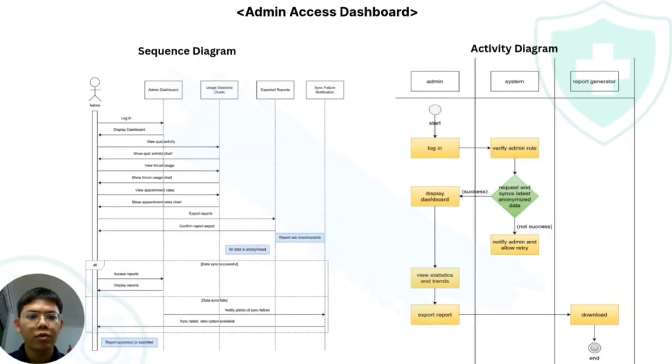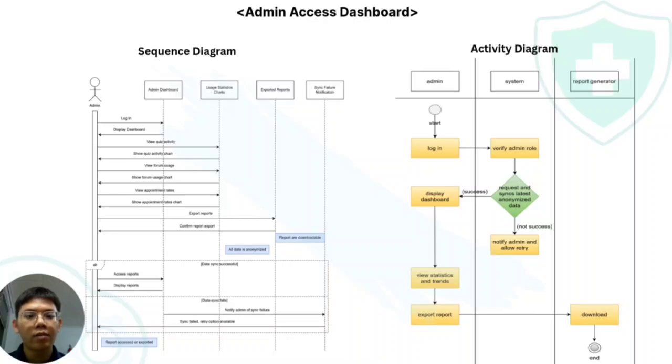The sequence diagram shows how the admin accesses and exports reports. It starts with the admin dashboard. From there, they can view usage statistics, export reports, or get error alerts when a report is accessed or exported. We make sure all the data is anonymized, then the reports are made downloadable, and this keeps user data safe and lets the admin get the insight they need.